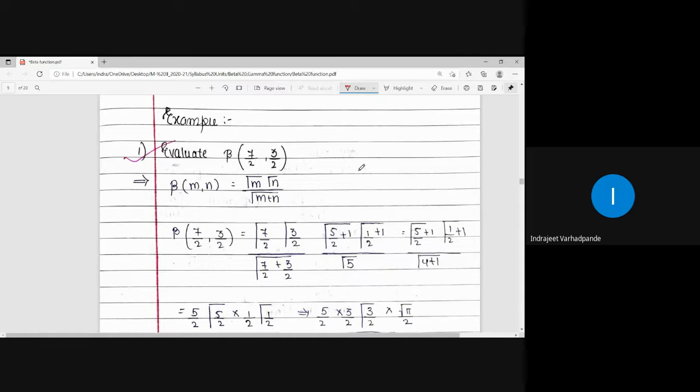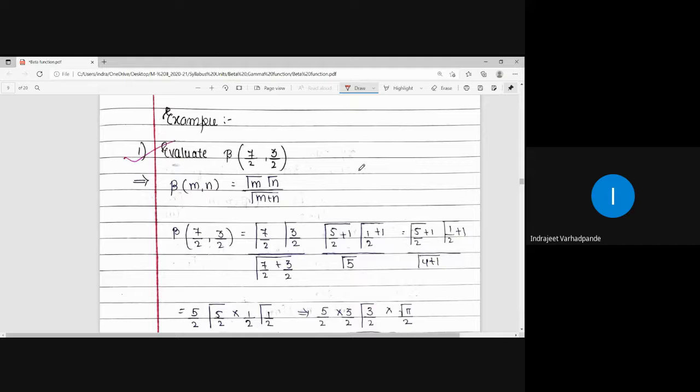The examples related to beta function. Till now we have discussed the definition of beta function, various properties in which symmetric property beta mn is equal to beta nm, then expressing the beta function as an improper integral, combination of that two terms with the definite integration, relation between beta and gamma, trigonometric terms and various deductions, right?